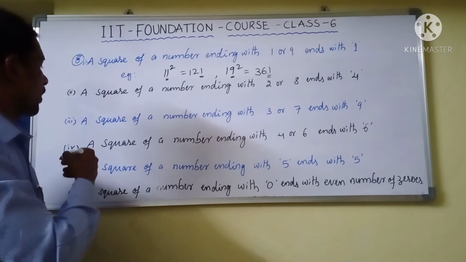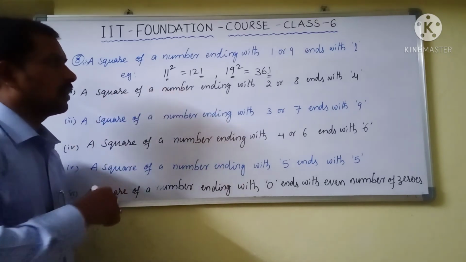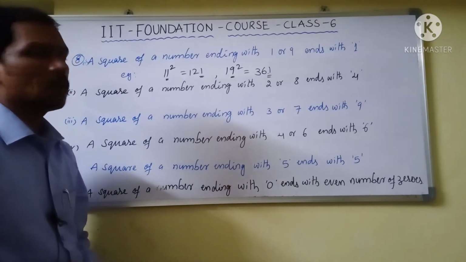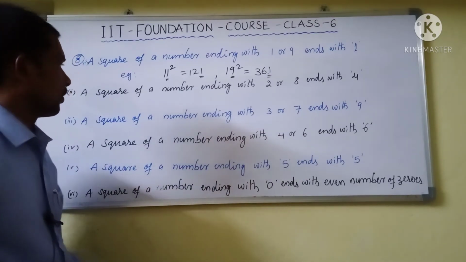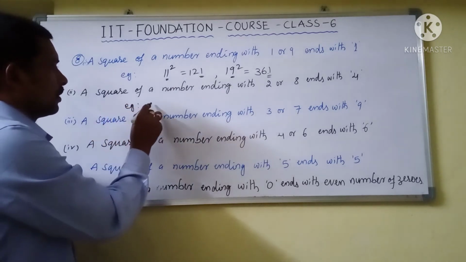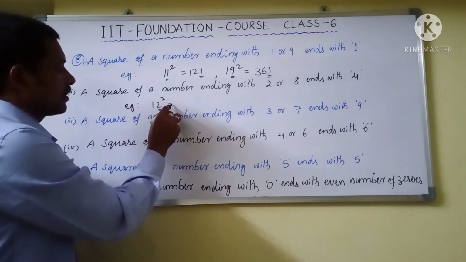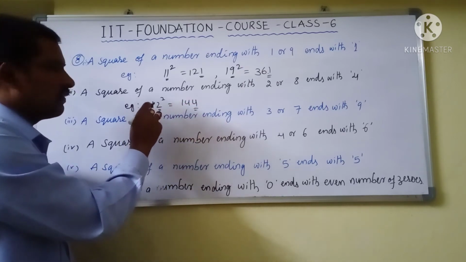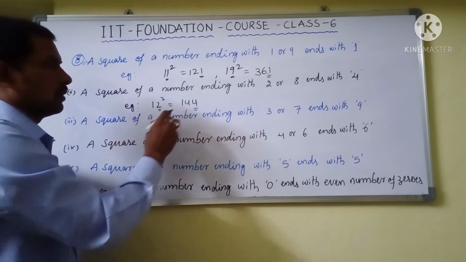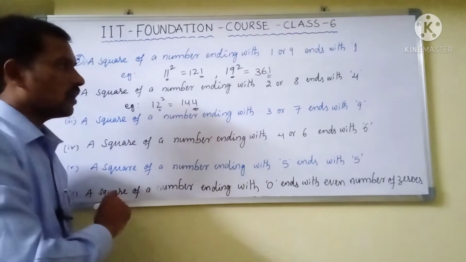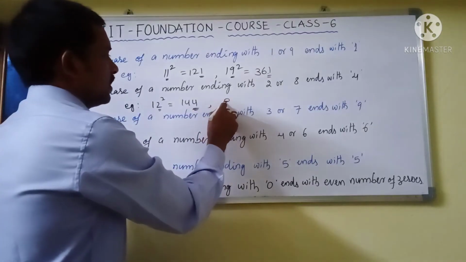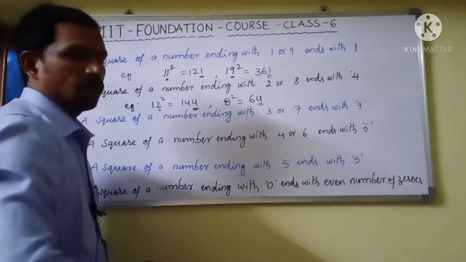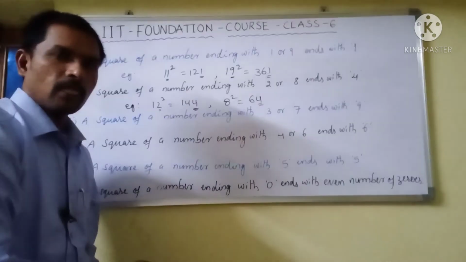Then the second point: the square of a number ending with 2 or 8 ends with 4. For example, 12 square, the number ending with 2, the value is 144, so its square value ends with 4. Then 8 square, the number ending with 8, its value is 64. It is ending with 4.